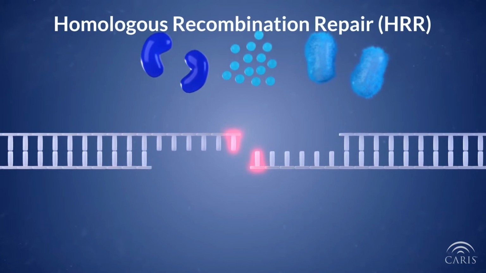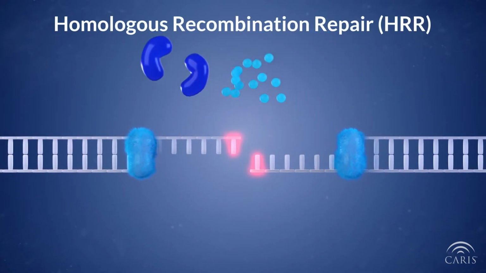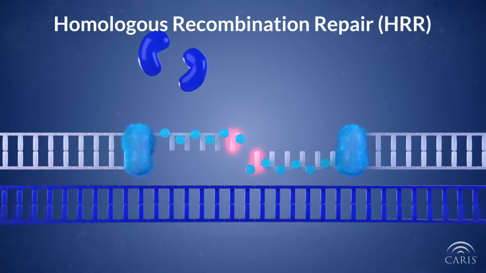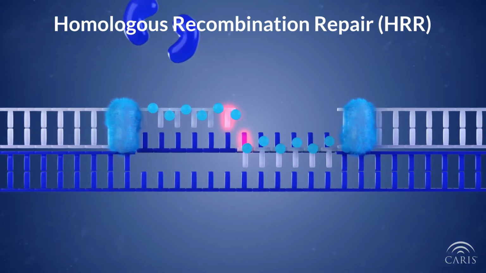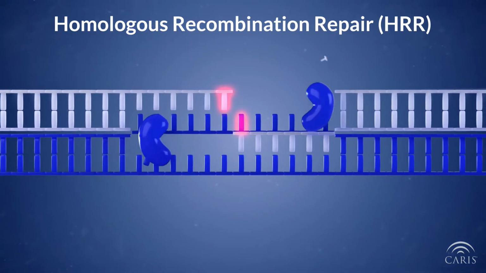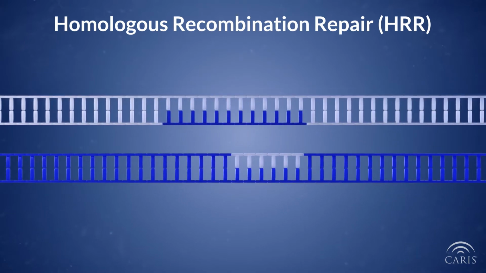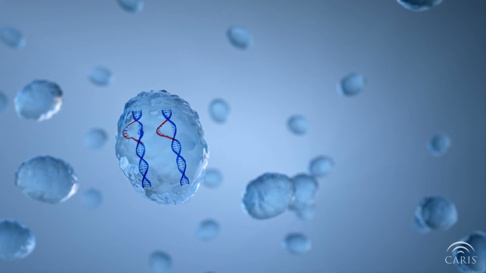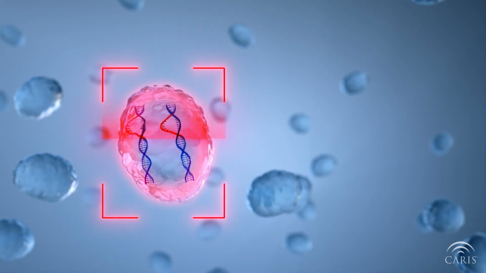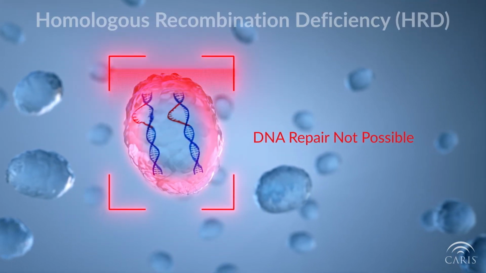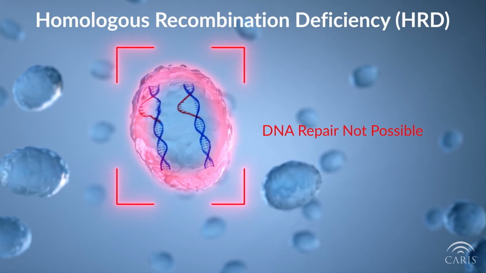Homologous recombination repair is one of the mechanisms our body uses to repair these breaks. Incredibly, the process is able to locate an undamaged DNA strand and use it as a template to repair the broken segment. When a cell loses its ability to fix double-stranded DNA breaks, it is called homologous recombination deficiency, or HRD.